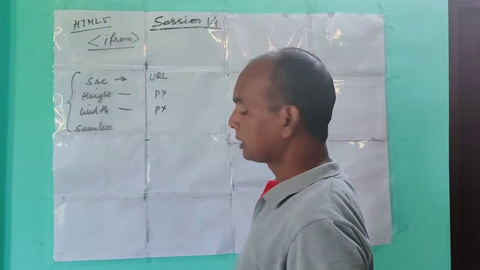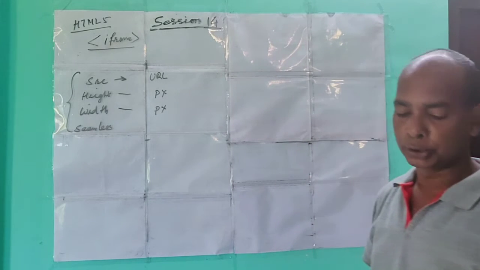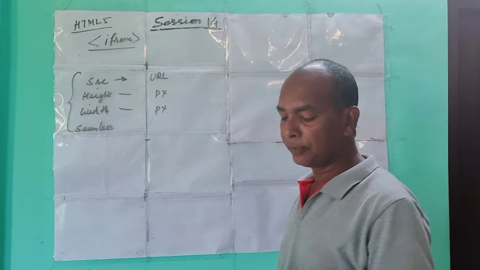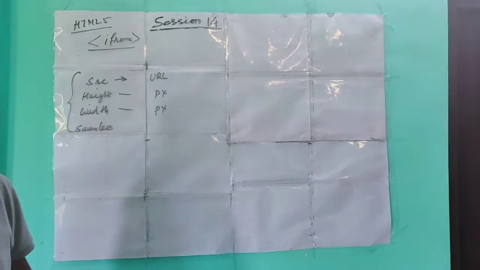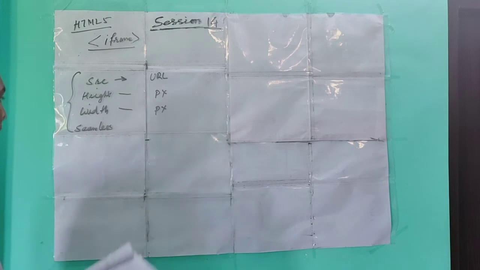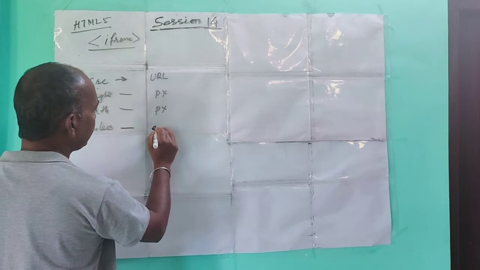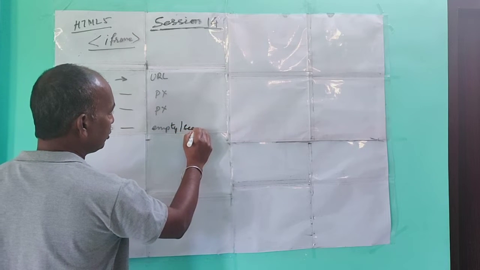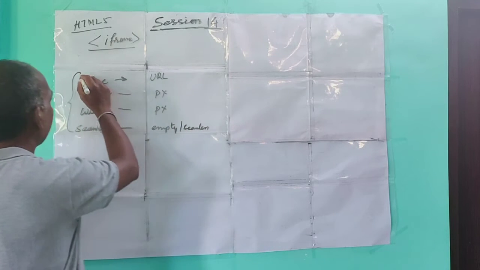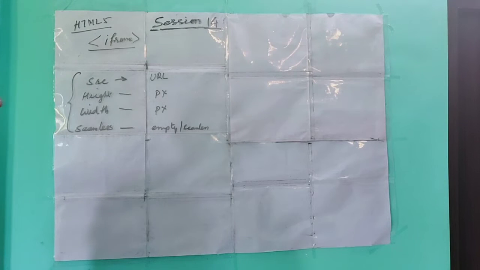Next one is seamless. This attribute will show an inline frame as a part of the containing element. The value of seamless is either empty or seamless. So these are the four attributes used with the iframe. To explain this part, I will give an example.